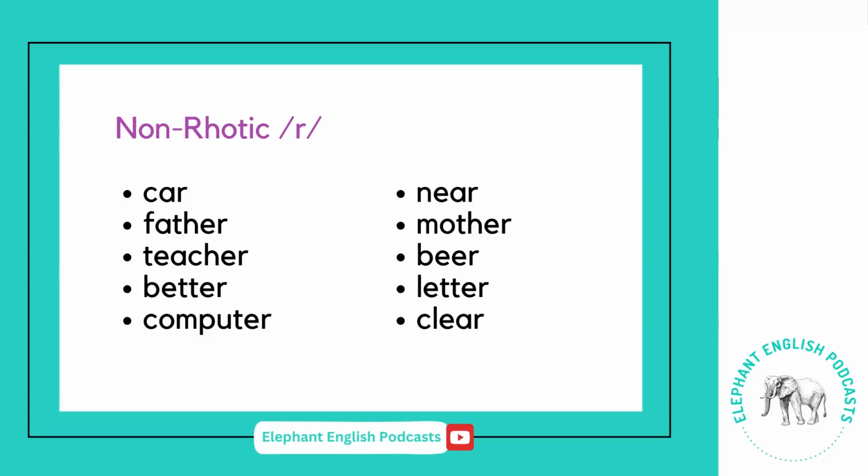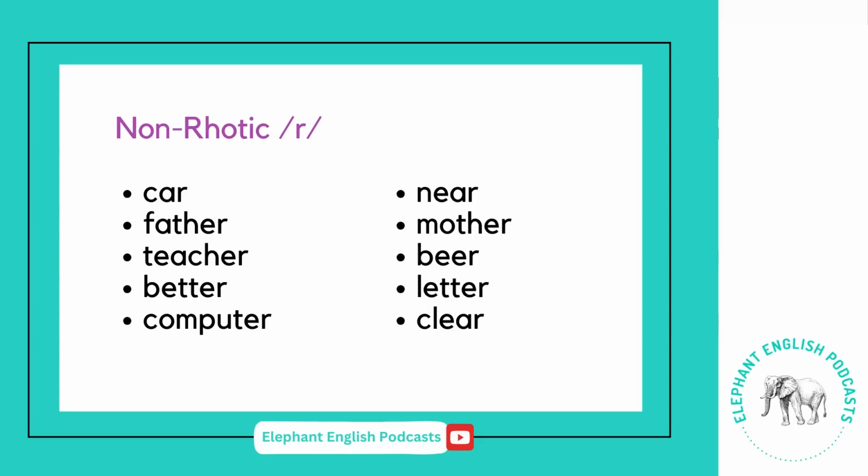In this video, I'm going to help you improve your British accent. The first thing we're going to see is the non-rhotic R. For example, car, father, teacher, better, computer, near, mother, beer, letter, and clear.